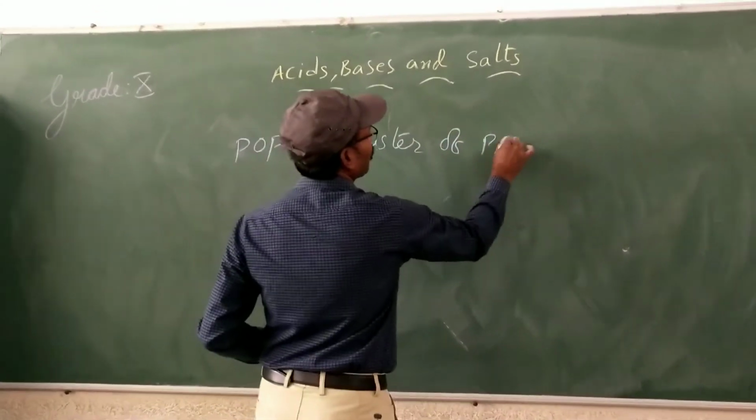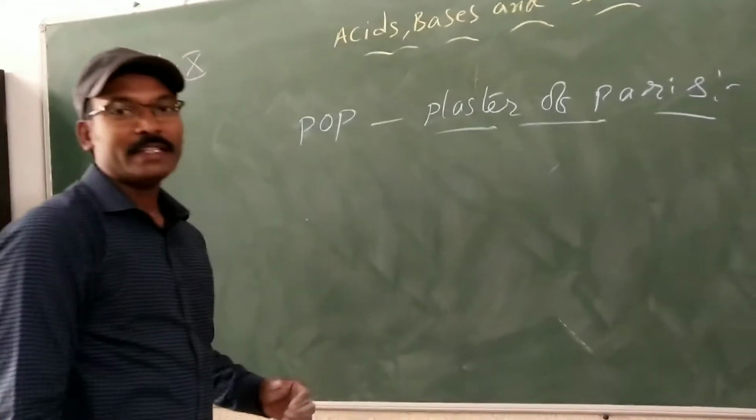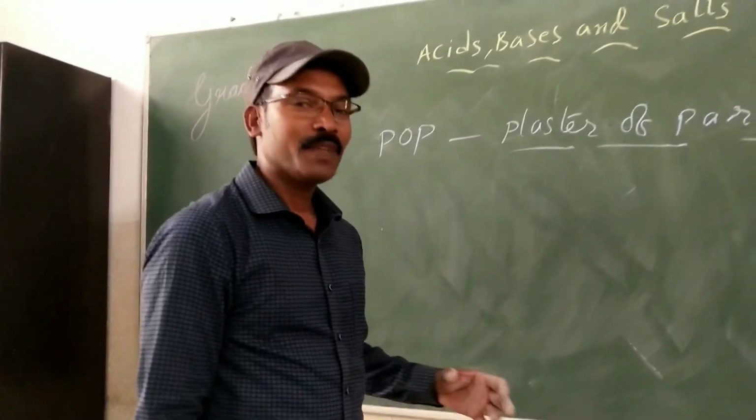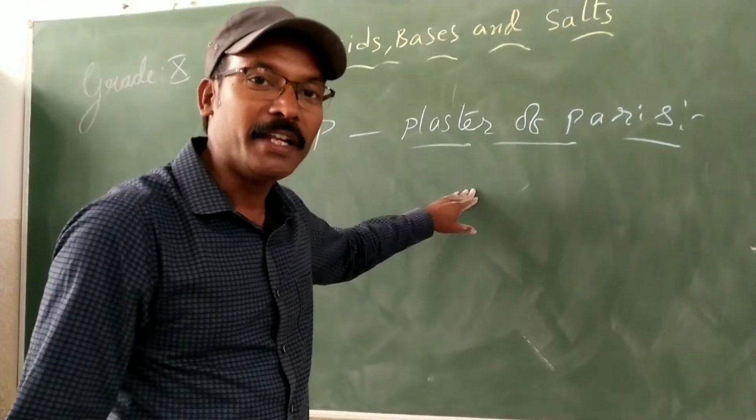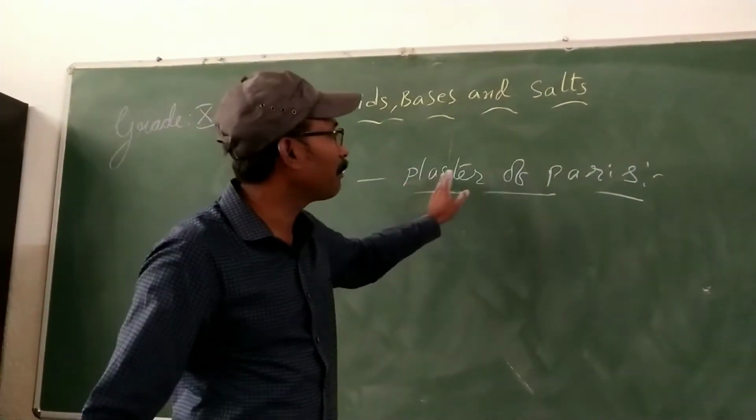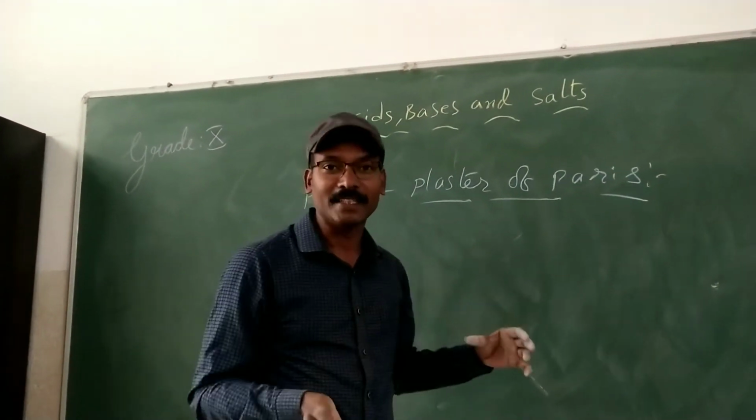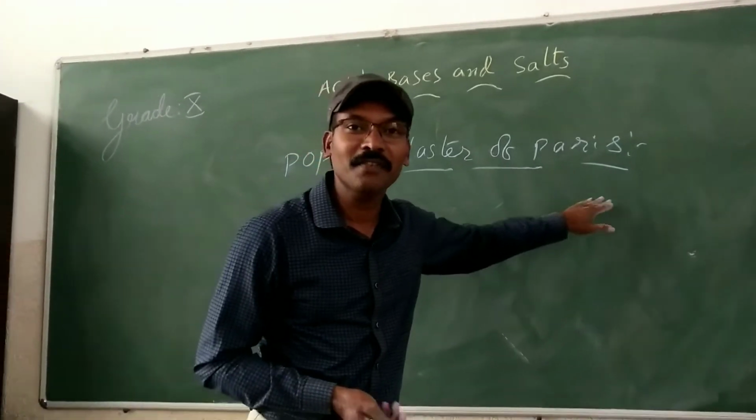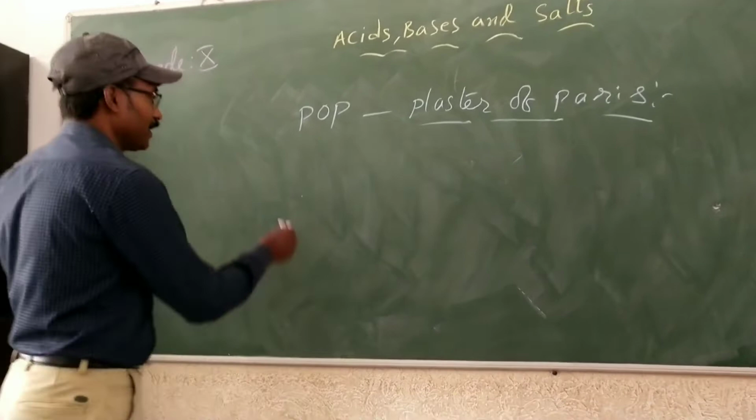plaster of Paris. Why did it get its name like this, do you know? It was first identified, found, prepared and used by the people in Paris. That's why the name is given as plaster of Paris. Why plaster? It is just like plastic and it is sealed. That's what is known as plaster of Paris. Okay? So how the plaster of Paris is prepared, let us see.